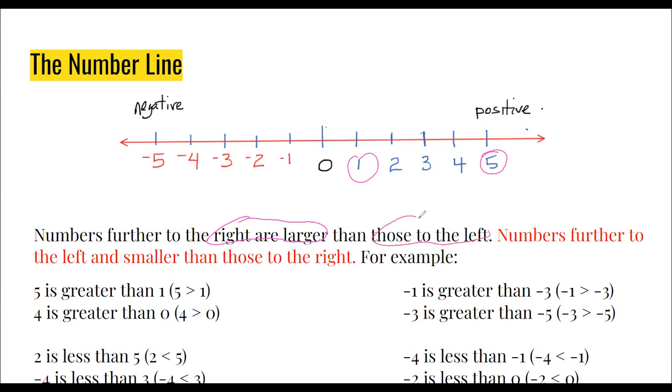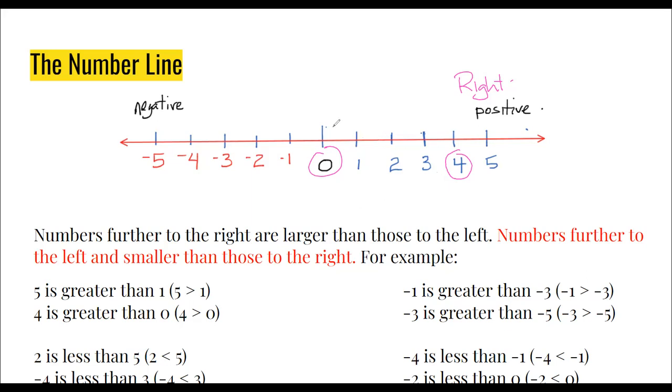Would you agree with me if I say that 5 is larger than 1? Yes or no? Yes, sir. 5 is larger than 1. That makes sense, right? And what about 4 and 0? 4 is further to the right. This is my right-hand side here. So 4 is further to the right. Is 4 greater than 0? Yes, sir.